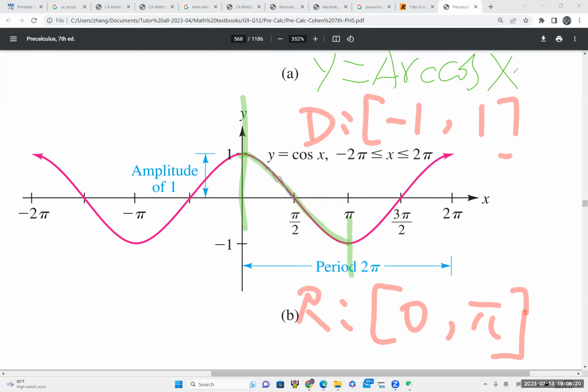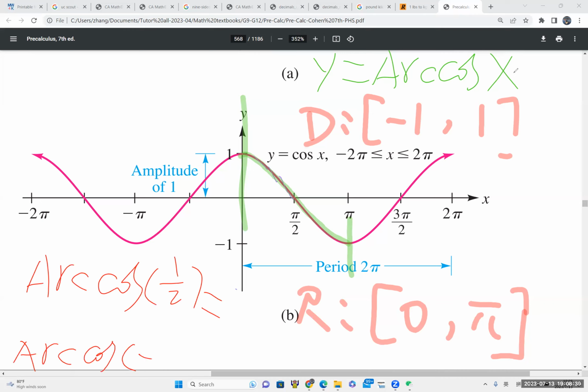For example, when we need to find arc cosine equal to half, this equal to what? Then another question, arc cosine negative is equal to what? It's just like in this period, there is a place this equal to half, then its corresponding angle is what, right?